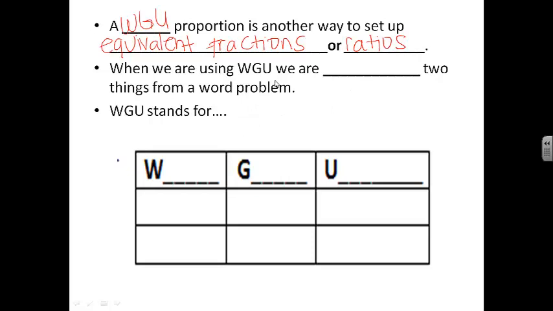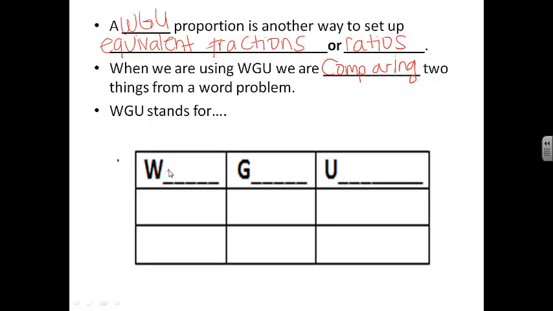All right, when we are using WGU, we are comparing two things in a word problem. Remember when we did right before Thanksgiving, we set up proportions, correct? And I gave you the fraction or the ratio, and we compared those two, and we solved for proportions, right? Well, this time we're comparing two things from a word problem. So word problems can sometimes be a little bit confusing. That's why we're going to be setting up a chart to help us figure out how to set up our proportion, and then you'll know how to solve from there because we have already learned how to solve them.